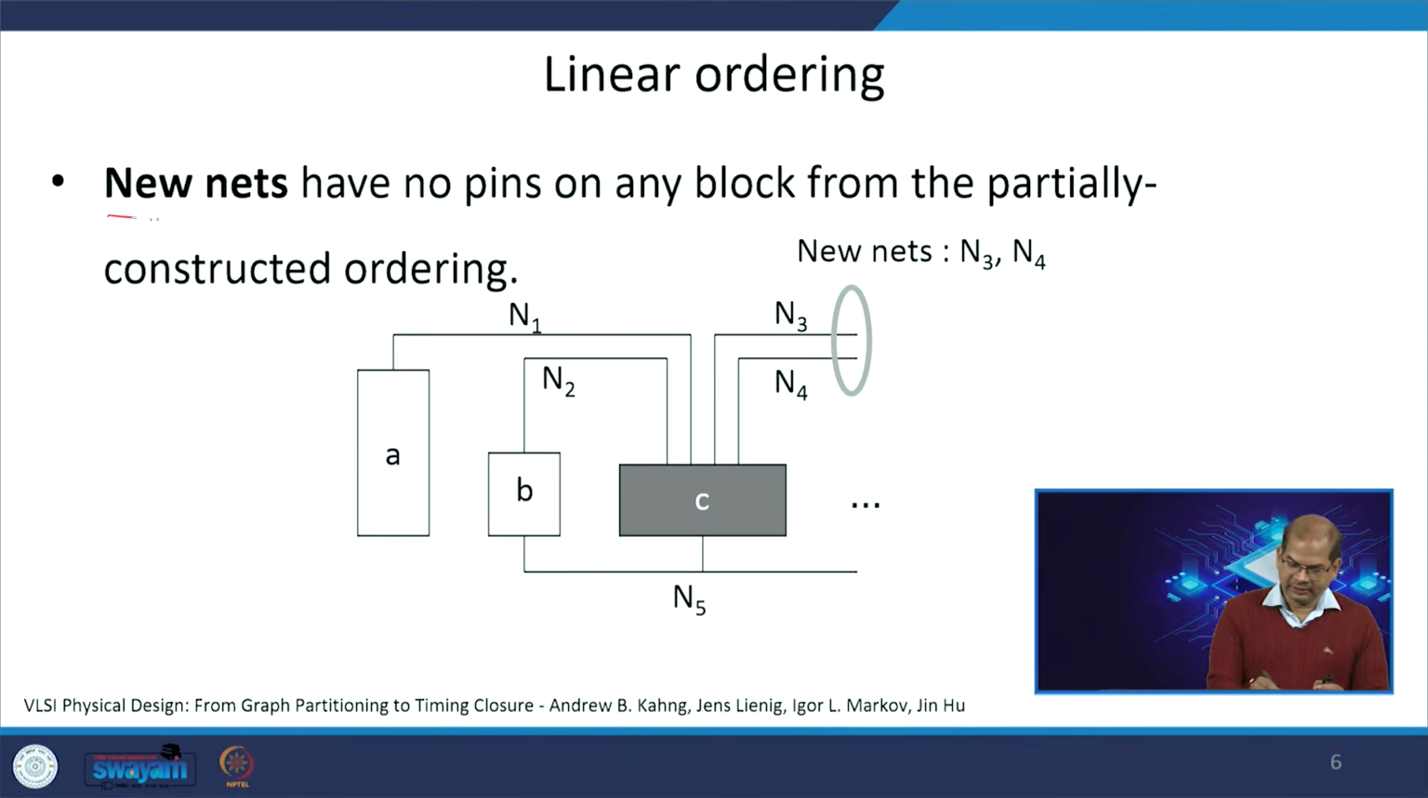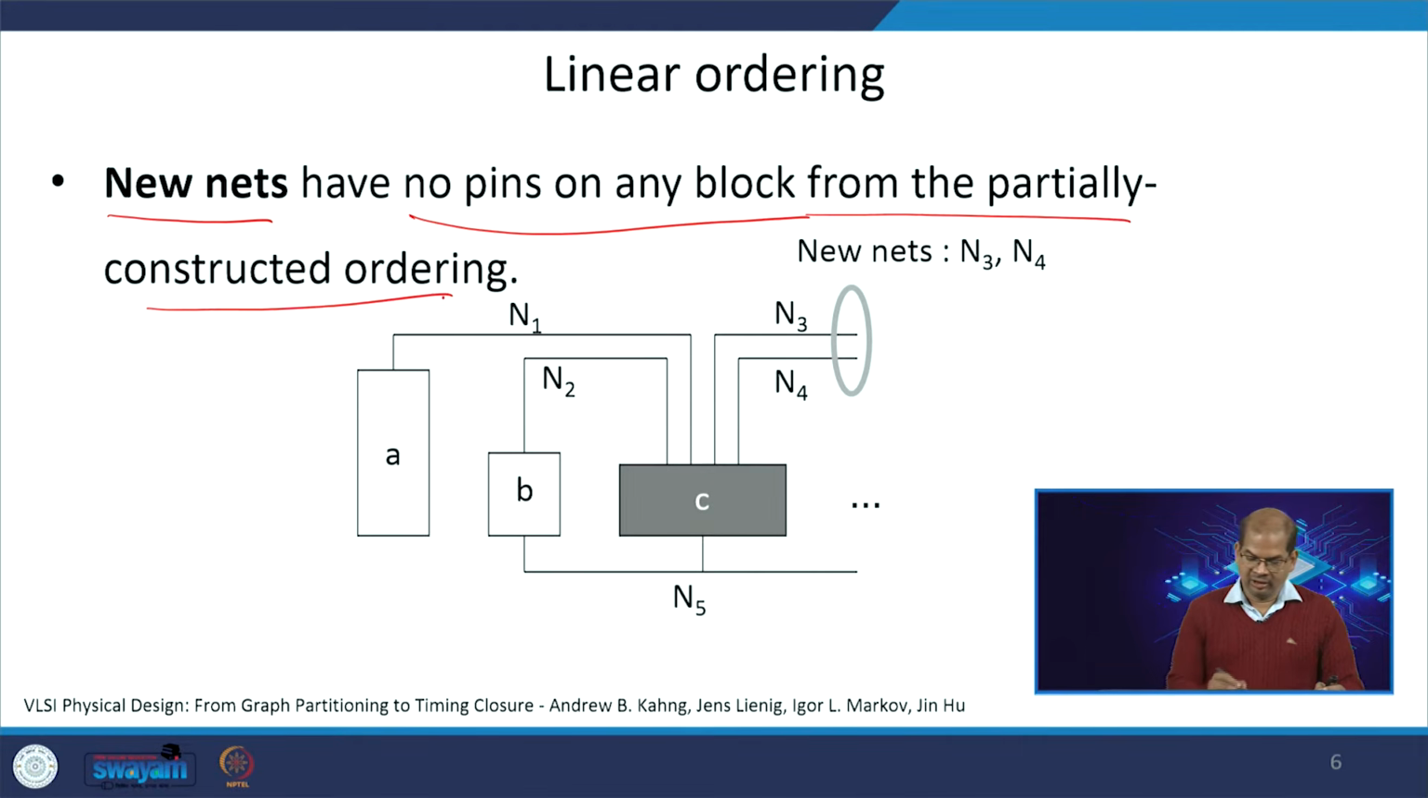Then what is a new net? A new net has no pins on any block from the partially constructed ordering. What does that mean? First we place block A, then block B, then we place block C. If you look at this diagram, N3 and N4 start from block C, and have no connection to the previous partially constructed ordering. That is why N3 and N4 are called new nets.